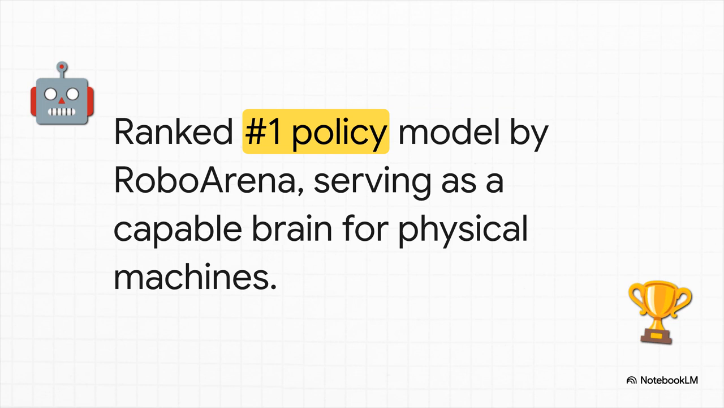But remember, the ultimate goal here is physical AI, right? Acting in the real world. Well, at the time of the technical report, Cosmos 3 was also ranked as the #1 policy model by RoboArena. In this context, a policy model is basically the system's ability to make logical decisions and determine the right sequence of actions for an embodied agent, like a robot. Winning this specific benchmark proves that Cosmos 3 isn't just a fancy media generator, it is a highly capable, logical brain that is ready to pilot physical machines.